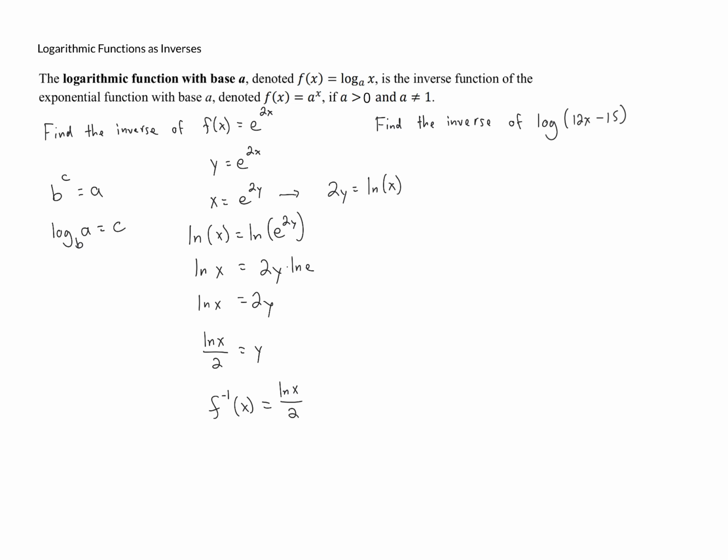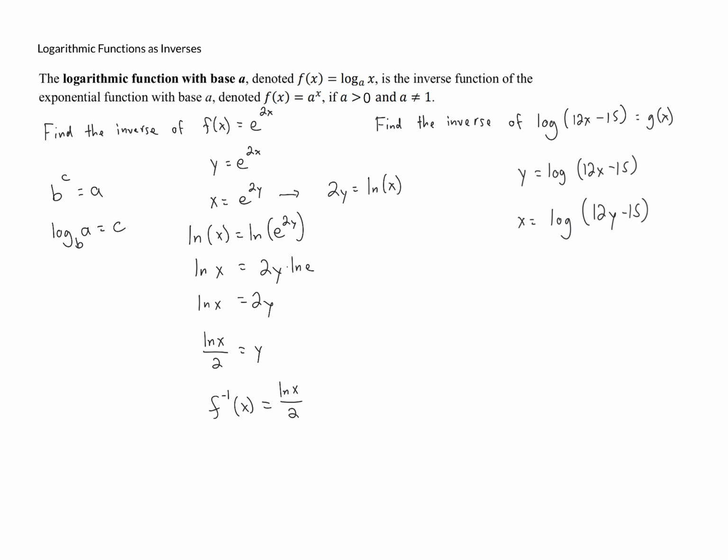And I forgot to name this function, so I'm going to call this g of x, cheekily putting it on the right-hand side because there's not room on the left. And so to find the inverse, we are going to replace the function name with y. So we're going to write y equals log of 12x minus 15, and then interchange x and y. So we can write x equals log of 12y minus 15.